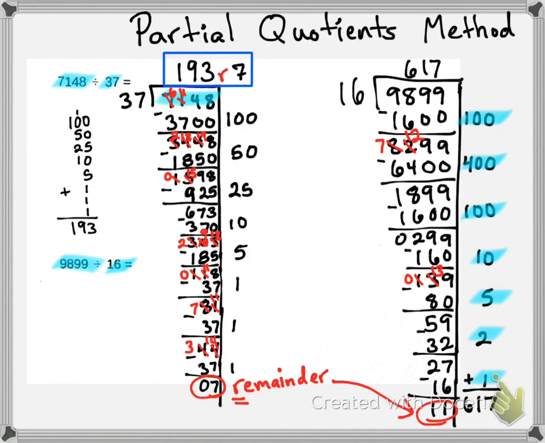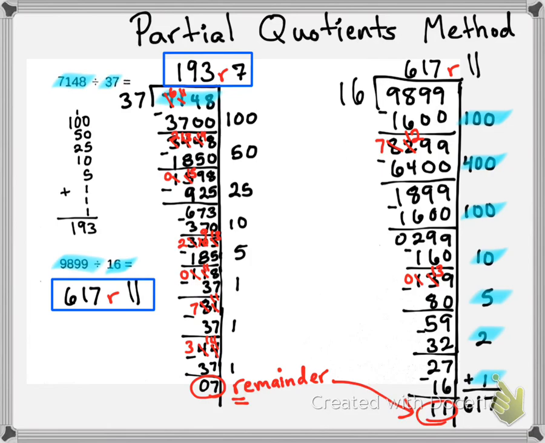I'm going to put that on the top of my division. That's where the quotient belongs. I'm going to put a remainder because we did have a number left over. And I'm going to box in my answer. So 617, remainder 11. I'm going to write it down over here next to my problem so I remember, hey, this is my answer. And there's my work shown on the other side.